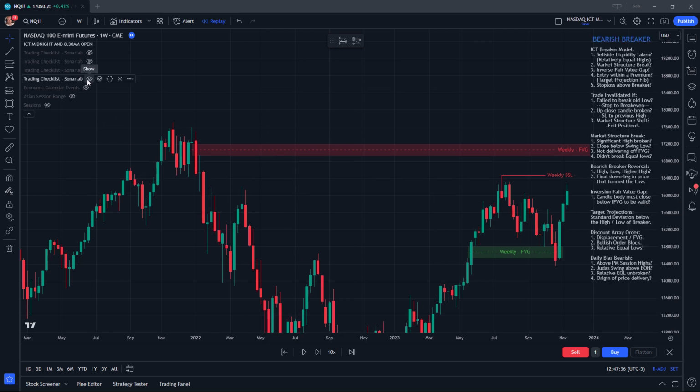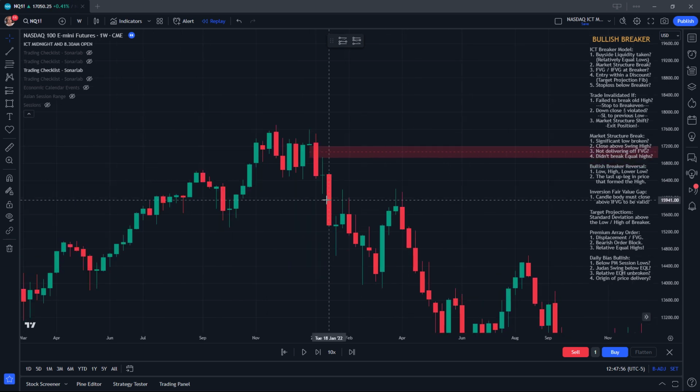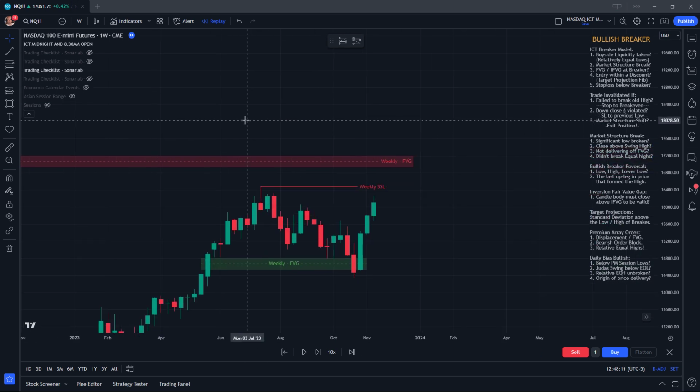And then if I just remind myself of what breakers were again. Let's look at a bullish breaker here: a low, high, lower low. Okay, so we could be looking at this candle here as a breaker as well. We could be using this low. We could be saying this is a low, that's a high, that's a lower low. So whether we're looking at this candle as a breaker, that's close to this fair value gap as well, so we can just use that.